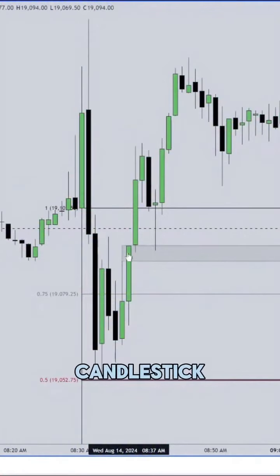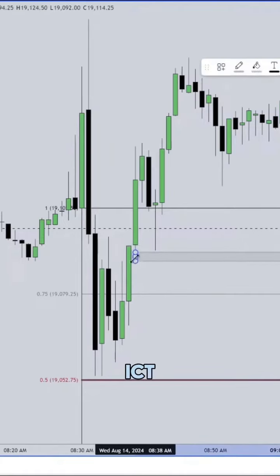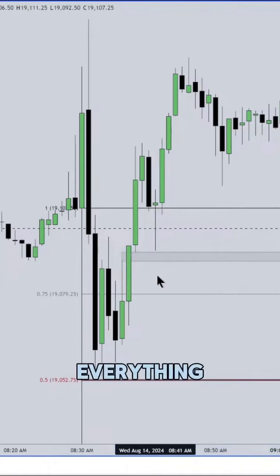So we have this candlestick run up, and then we have this portion where we opened and traded down. You might look at this and say, well, why don't you have this and this? That's something entirely different. This is a normal run-of-the-mill ICT fair value gap. This is what you get when you watch one video and you think you know everything about it.